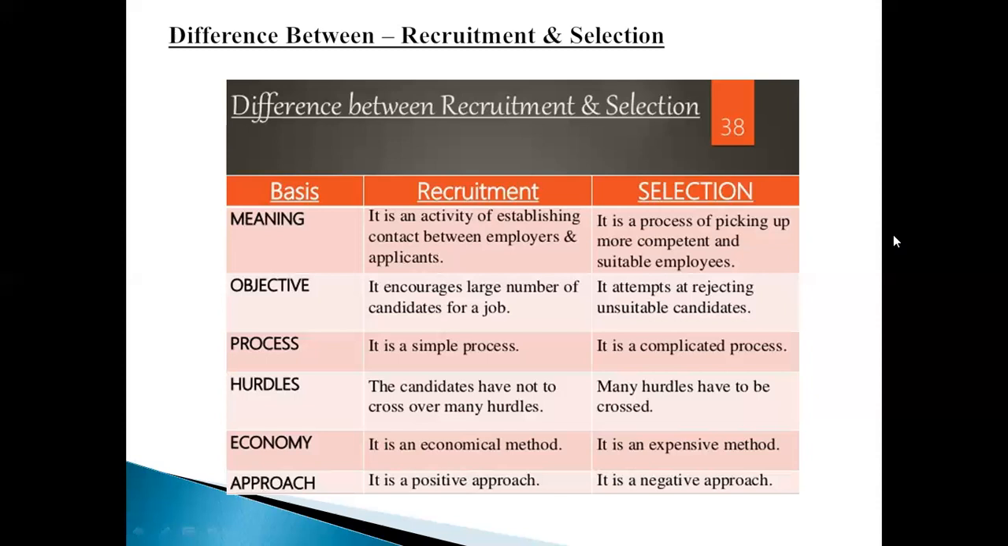Economy: recruitment is an economical method and selection is an expensive method. Recruitment is a positive approach and selection is a negative approach. In recruitment, we are asking employees to come and give their interview, which is somewhat a positive thing. But when we are selecting employees and the rest of the people are rejected, those who are not competent enough or not potential candidates, they get nervous. So it is somewhat a negative approach.